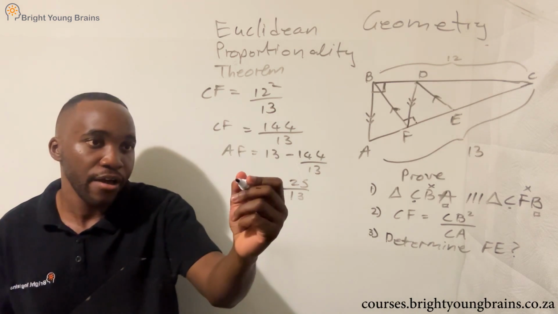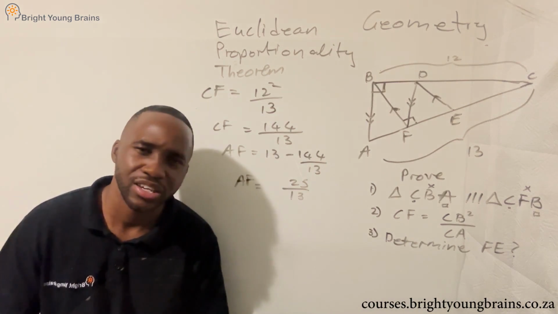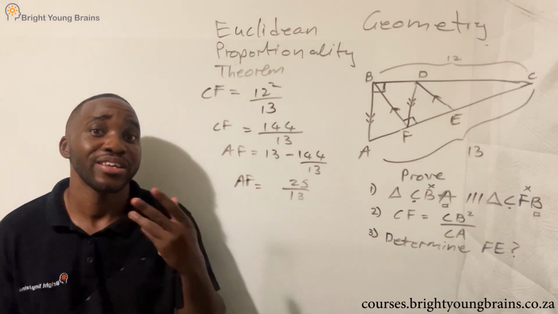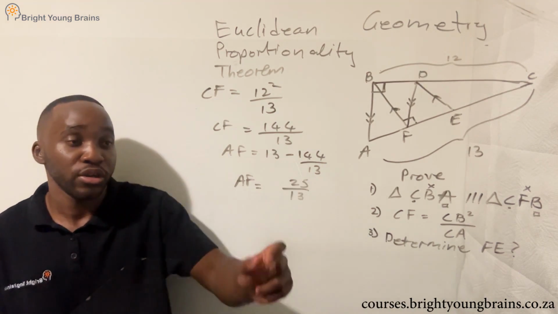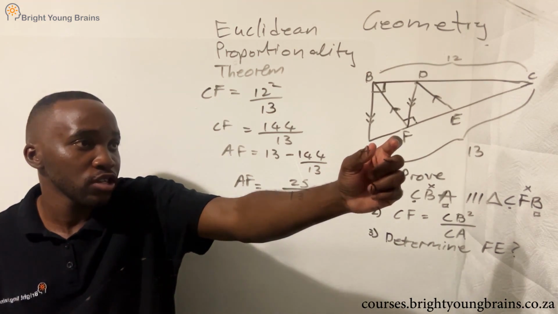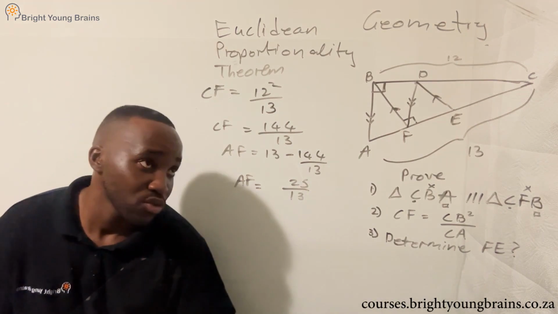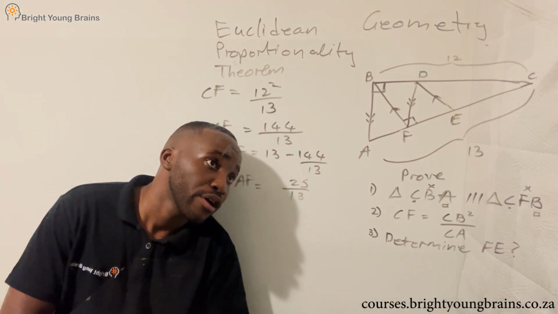So AF, we have, it is 29, no, did I say 29? I meant 25. Okay, it's two different numbers, but yeah, I meant 25. So AF is 25 over 13. CF we have, it is 144 over 13.